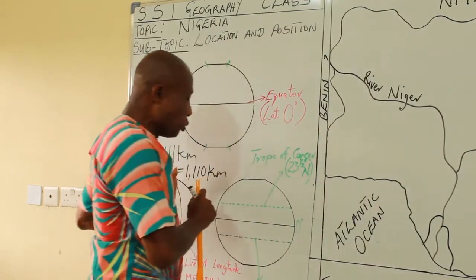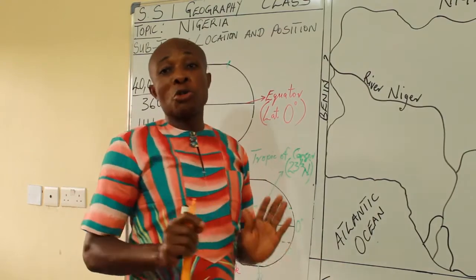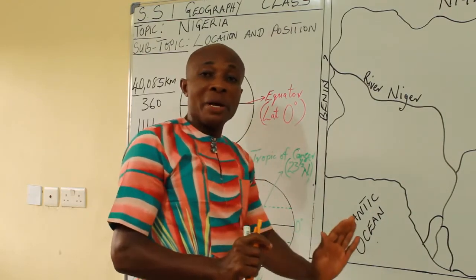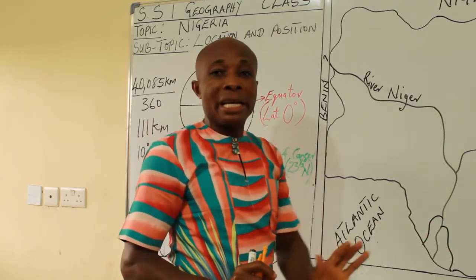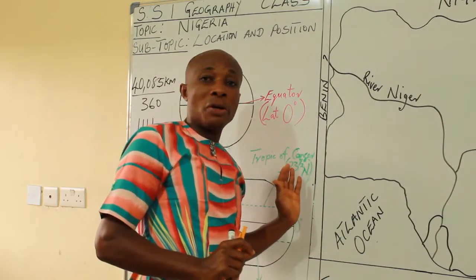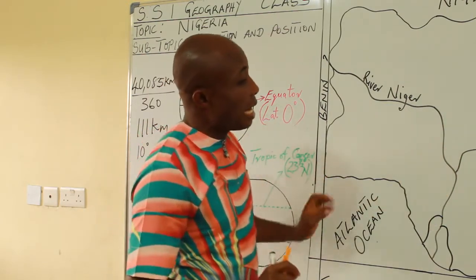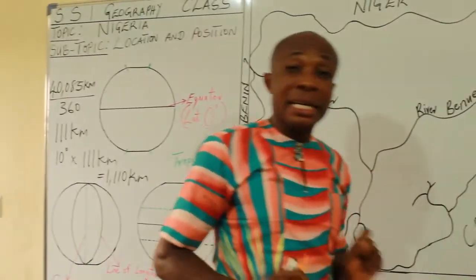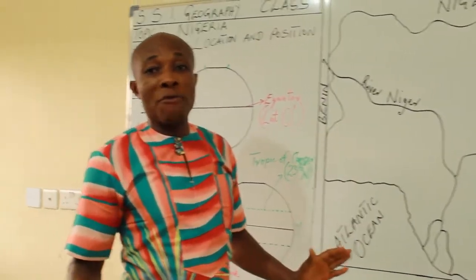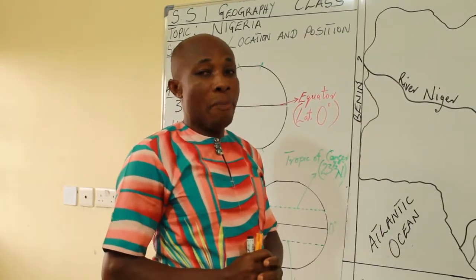Then you can also use the Greenwich Meridian, which is longitude 0 degree, to also determine. That means once you move eastward of the Greenwich Meridian, once you move up to 3 degrees, you have entered the territory called Nigeria. Remember, there are other countries also. But once you move 3 degrees east, you have entered the territory called Nigeria. And you will move up to 15 degrees east. If you want to determine the extent, you subtract 3 from 15 and you have 12. And that is the extent Nigeria covers within the eastern part of the Greenwich Meridian.